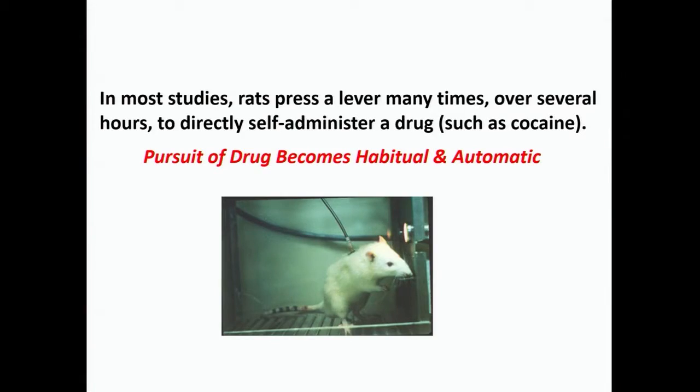Okay, so you can imagine that in most self-administration studies, rats press a lever many times over the course of several hours, sometimes up to 6-10 hours a day, to directly self-administer a drug. So the pursuit of drug becomes habitual and automatic. The rat, for maybe days, weeks, months on end, is just sitting there pressing a lever continuously, maybe on that FR1 schedule. So every lever press means one infusion of cocaine. Okay? And so that is a very habitual behavior.